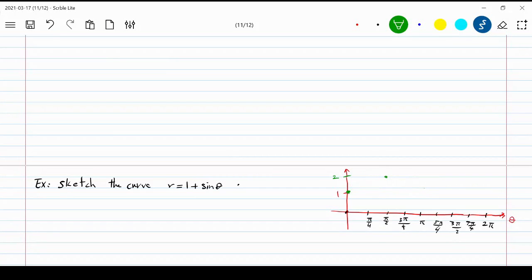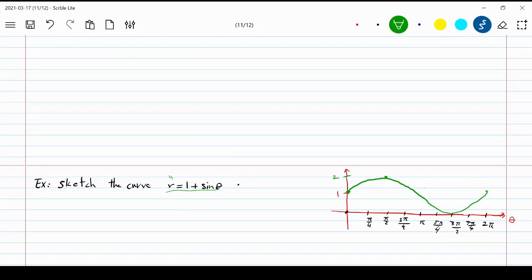Let me try to draw this as best as I can. I'll reach 0 at 3 pi half and go up. Okay, so what you notice is basically this is the graph of sine. You would get the graph of sine, just shifted up 1 unit. That's what you should expect.